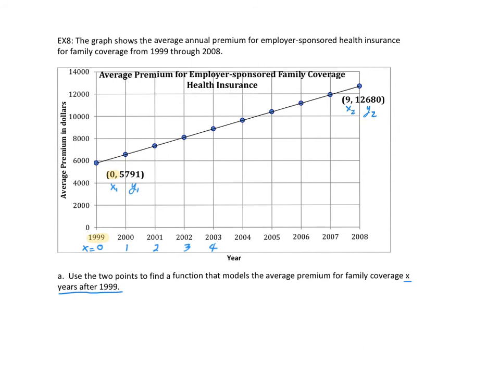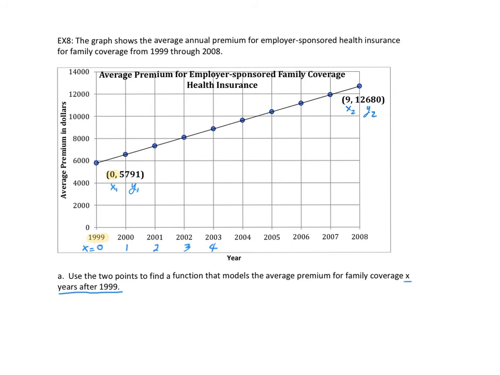In the year 1999, which is 0 years for my X value, 0 years after 1999, the Y value is 5791. So that means in the year 1999, for an employer to pay for family coverage for one employee, they paid $5,791 per year. And these figures are actually national figures, they're accurate, I looked them up.